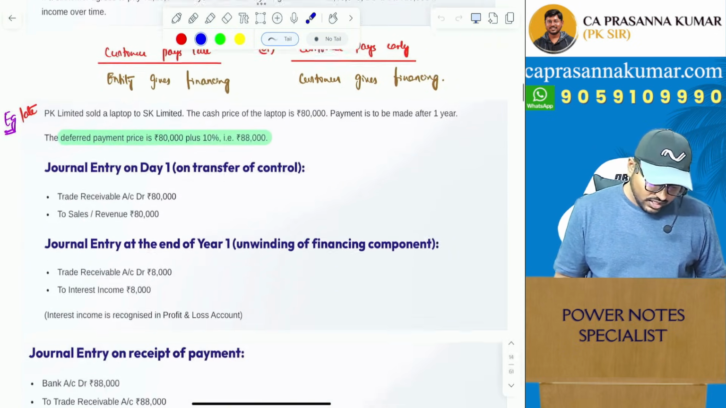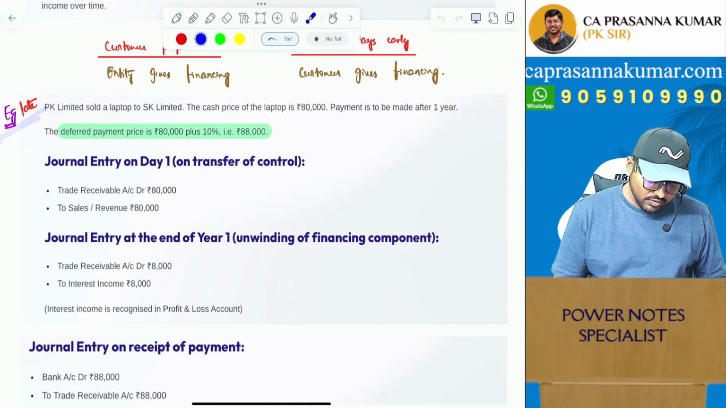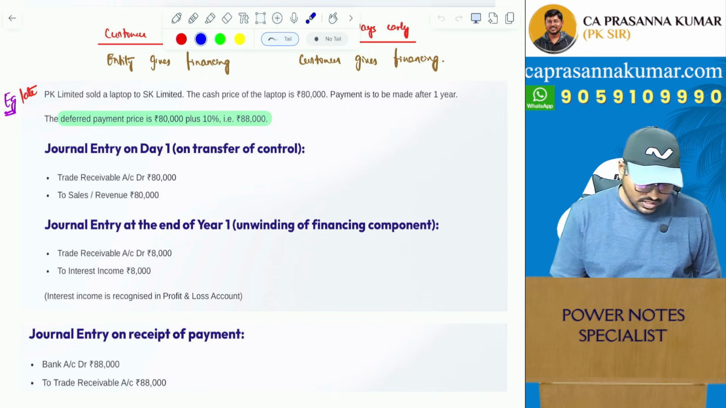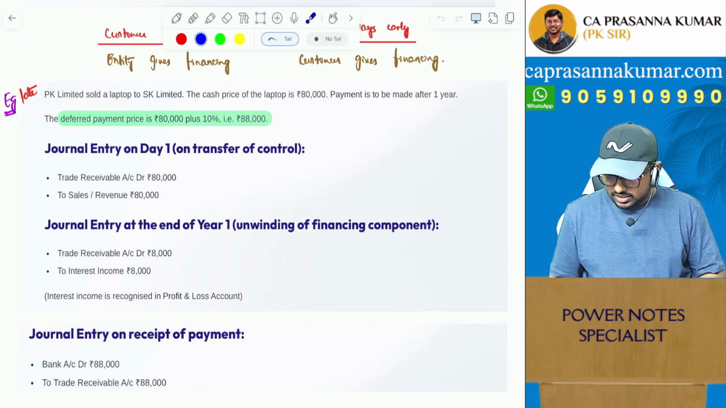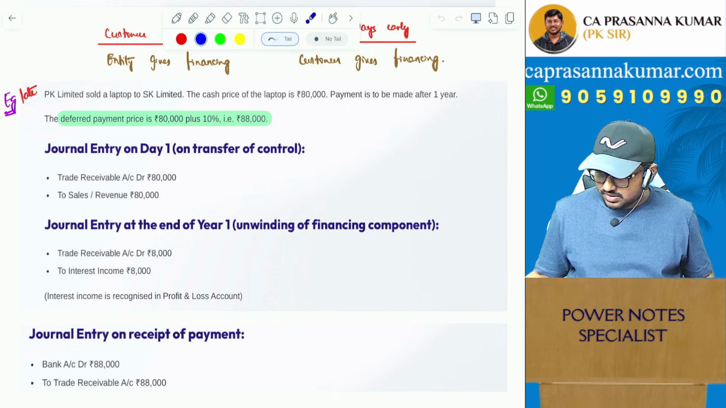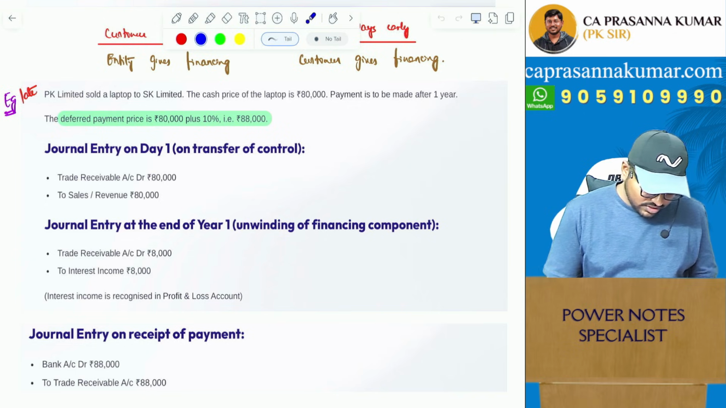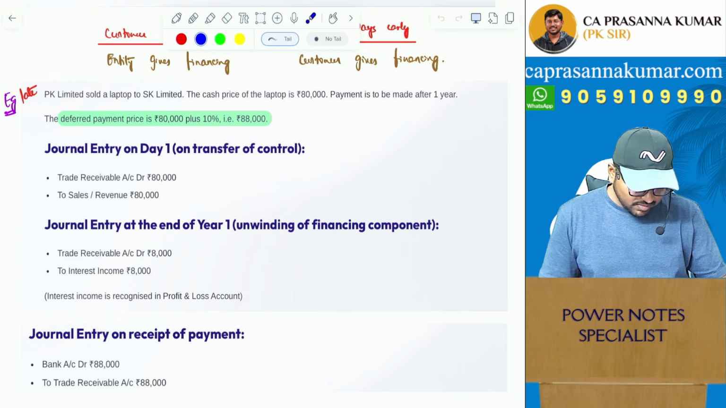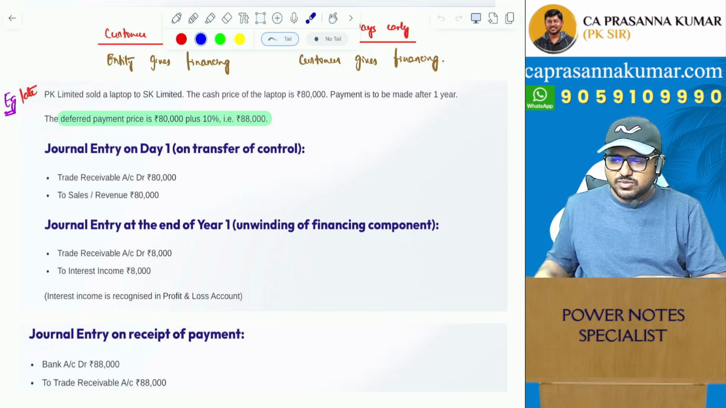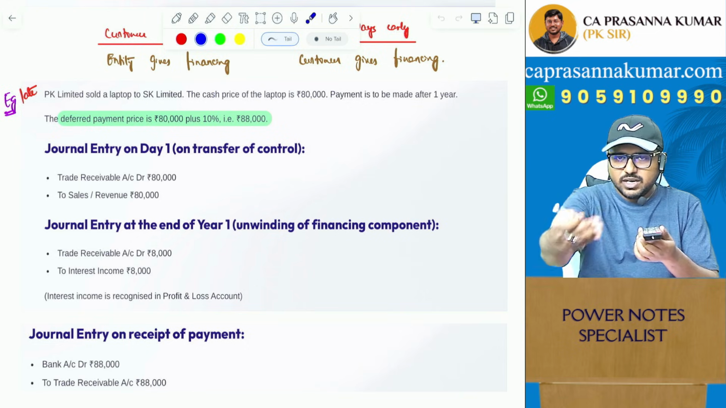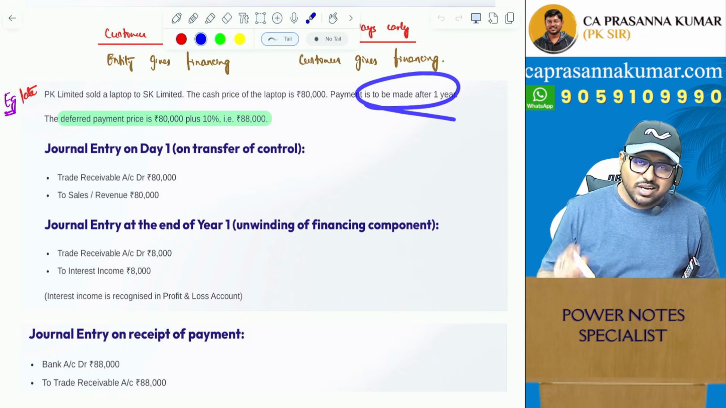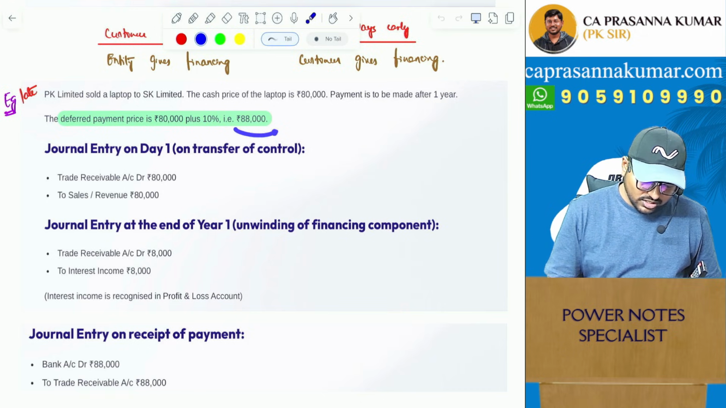Okay. Let's start with the first example where the customer pays late, which means the entity is financing the customer. That's what I've written here, late. Ready? Look at this example to understand. PK Limited sold a laptop to SK Limited. The cash price of the laptop is 80,000, which means I give you the laptop, and immediately you give me money, so it will go for 80,000. But because you're going to make the payment after 1 year, I'm charging you 88,000.